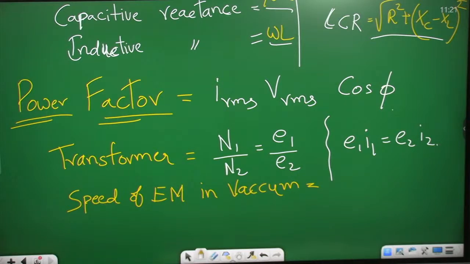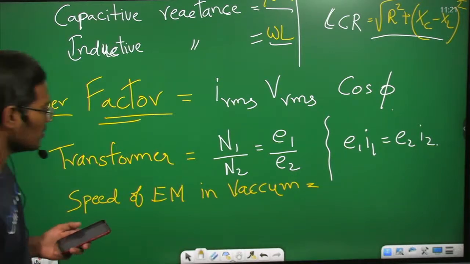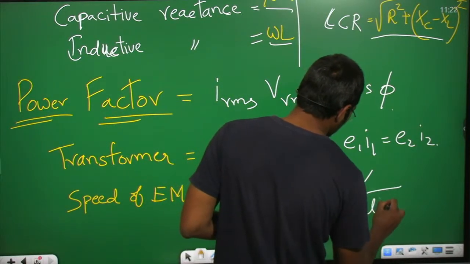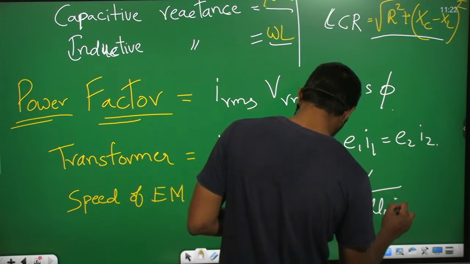See, light is a form of electromagnetic wave. So electromagnetic wave consists of many other parts and light is one of them. So speed of light is 3 into 10 power 8. So I'm trying to ask speed of electromagnetic wave in a vacuum, in terms of mu naught and epsilon naught. Right, 1 by under root mu naught epsilon naught.